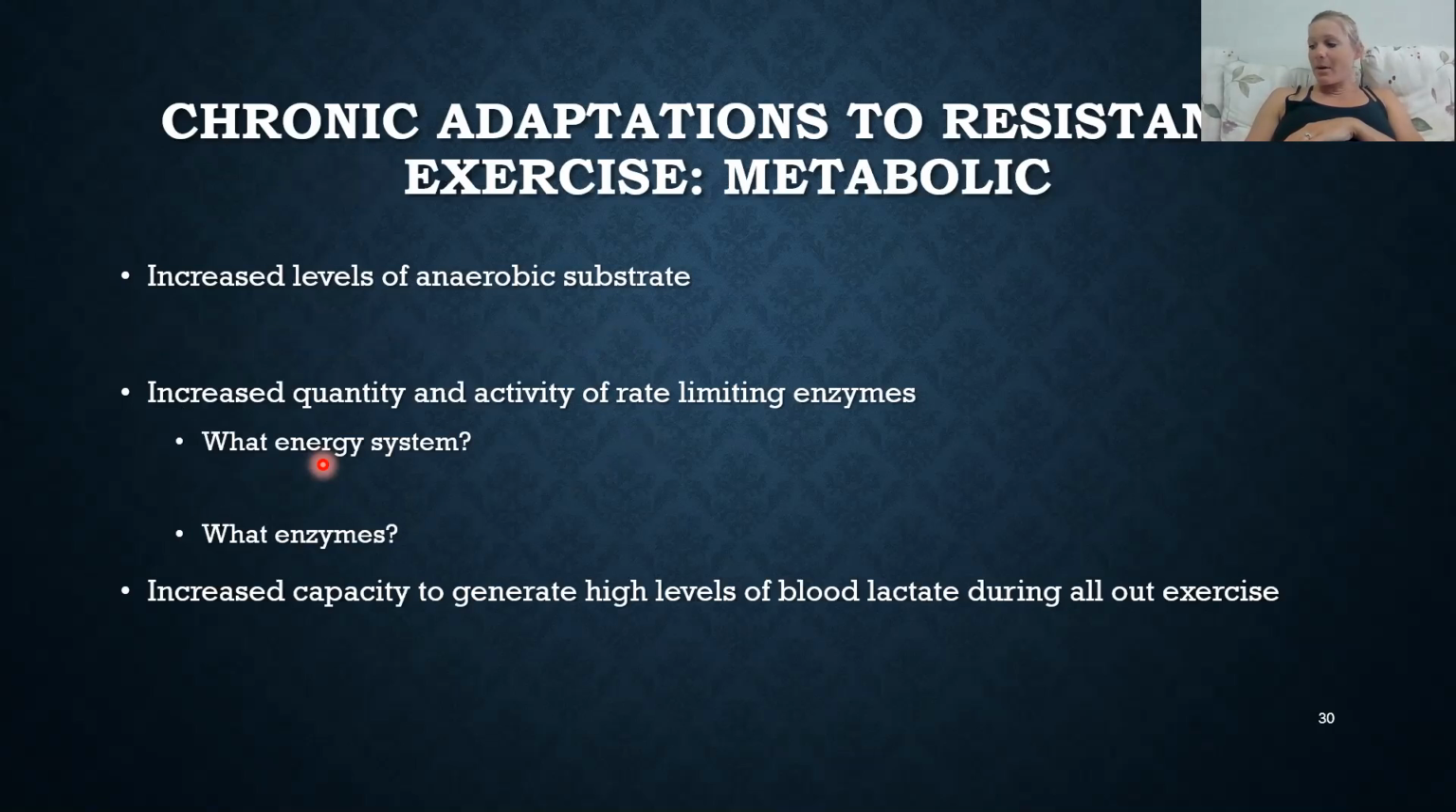Again, other metabolic factors to think about. So we're going to have an increase in levels of anaerobic substrate. So these are the fuels that I need in order to do anaerobic exercise or in order to do resistance training. So I'm going to see increases in ATP, phosphocreatine, and glycogen as well. So again, that'll allow me to utilize the ATP-phosphocreatine system and also the anaerobic glycolytic system. So we're able to improve those particular systems with regular resistance training.